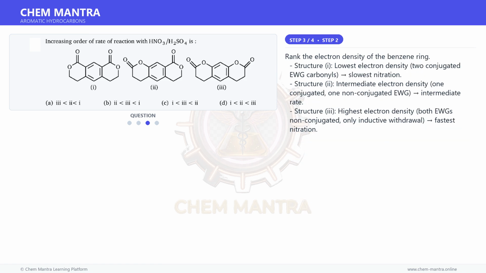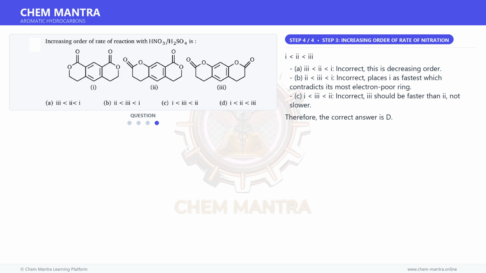Moving on to the next step. Rank the electron density of the benzene ring. Structure 1, lowest electron density, two conjugated EWG carbonyls, slowest nitration. Structure 2, intermediate electron density, one conjugated, one non-conjugated EWG, intermediate rate. Structure 3, highest electron density, both EWGs non-conjugated, only inductive withdrawal, fastest nitration.